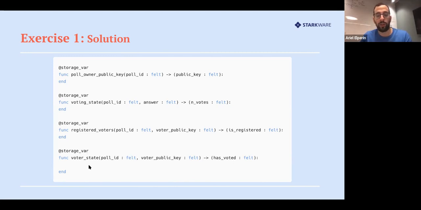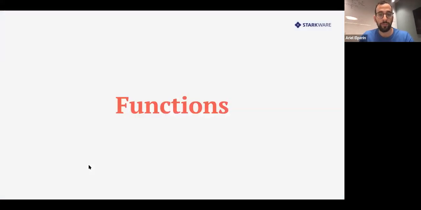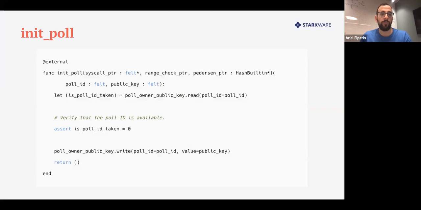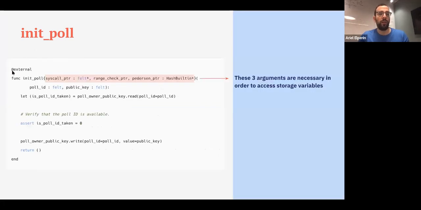So now we have the storage in place. We can actually start talking about maintaining it and implementing the voting logic. This takes us to functions, and we'll look at the first function of this contract, which is init poll, the initialization of a poll. The first thing you might notice is the external decorator. This means that you can interact with the contract using this function, and calling such a function can change the contract state, meaning that it will potentially change the storage of this contract.